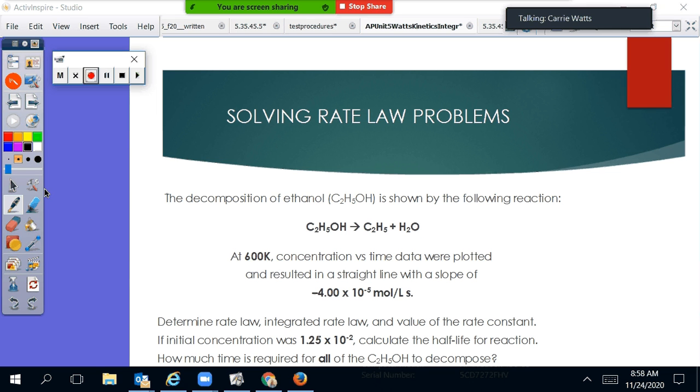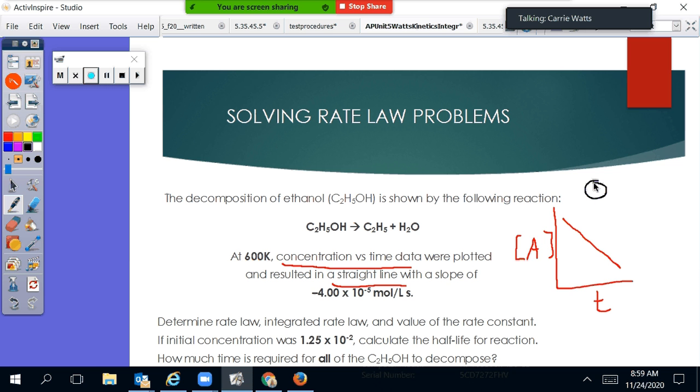It tells us here that at 600 K, that's one temperature, concentration versus time data were plotted and resulted in a straight line. This is key information. If concentration versus time data were plotted and it is a straight line with a negative slope, we know that this is a zero order reaction. So that's a hint right there.